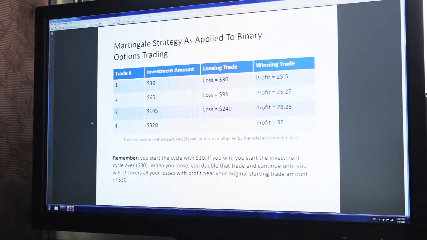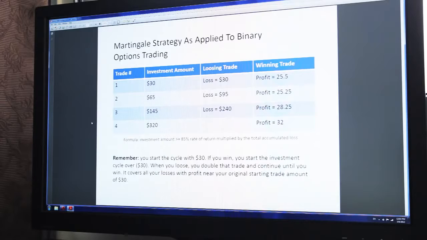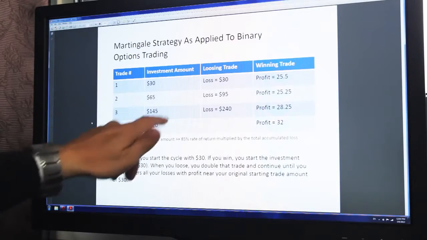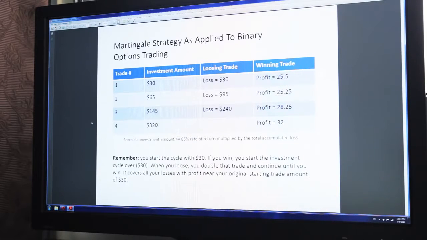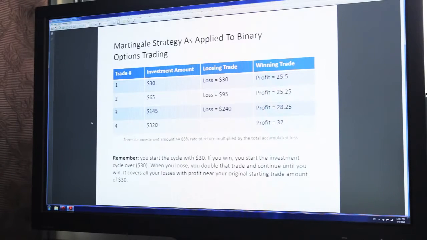If we lose, now we have to recoup our cost, our original losing trade of $30, which means we have to now deposit $65. The $65 is going to cover our initial investment of $30, and at an 85% payout rate, we're going to get $25.25. Okay? Let's say we lose again. If we lose again, we're going to have to now deposit $145 to cover our loss of $65 and $30, and with an 85% payout rate, it gives us a profit of $28.25.